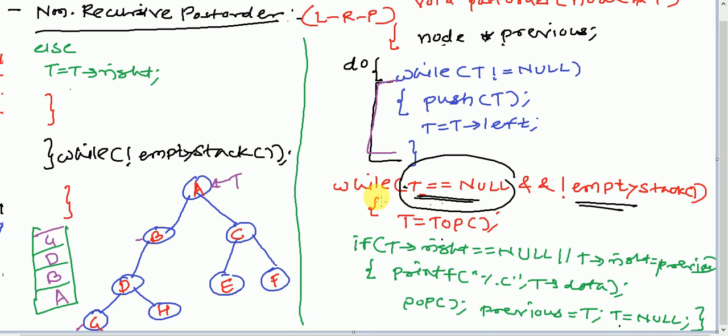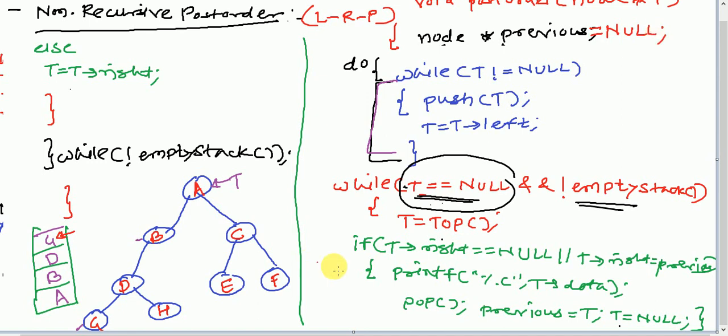We'll come to the second while loop. While T is null, yes, T is null and the stack is not empty. So we'll take top of the stack. Currently top of the stack is G. Then does G of right is null? Yes. G of right is equal to previous. Yes, previous is here. We are supposed to initialize this previous as null.